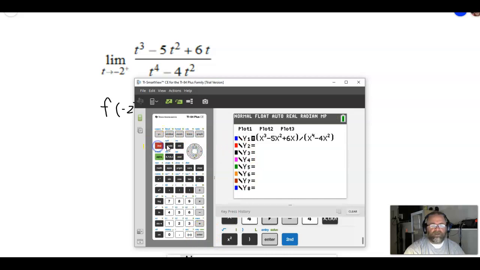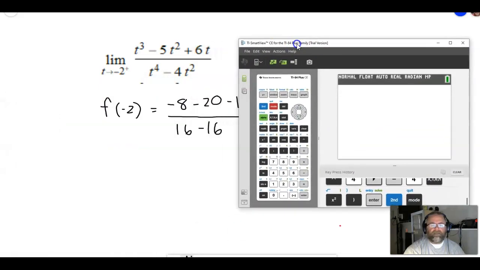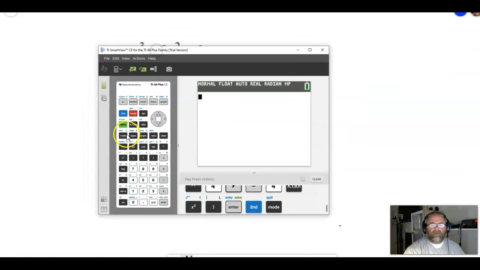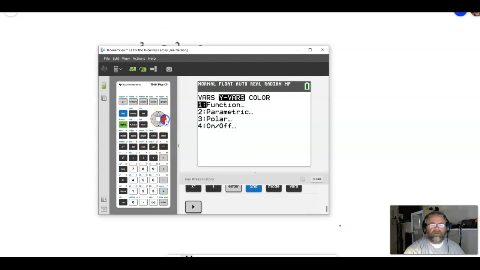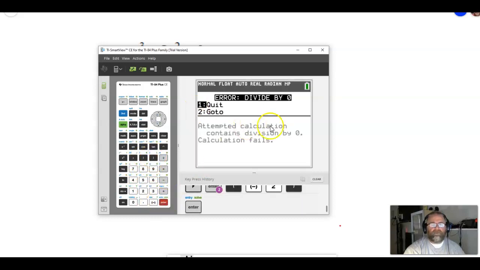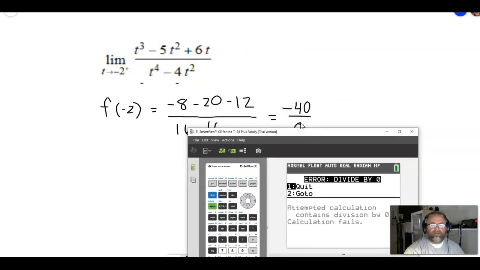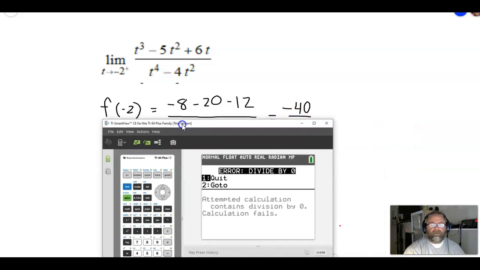The first thing I want to do is check my answer from before, because I did that mainly in my head there, which scares me a little bit. So to check -2, I can just do vars, y variables, function, y1, and we're going to evaluate that at -2. And we get an error because we're trying to divide by 0, so I at least know that this might be right.